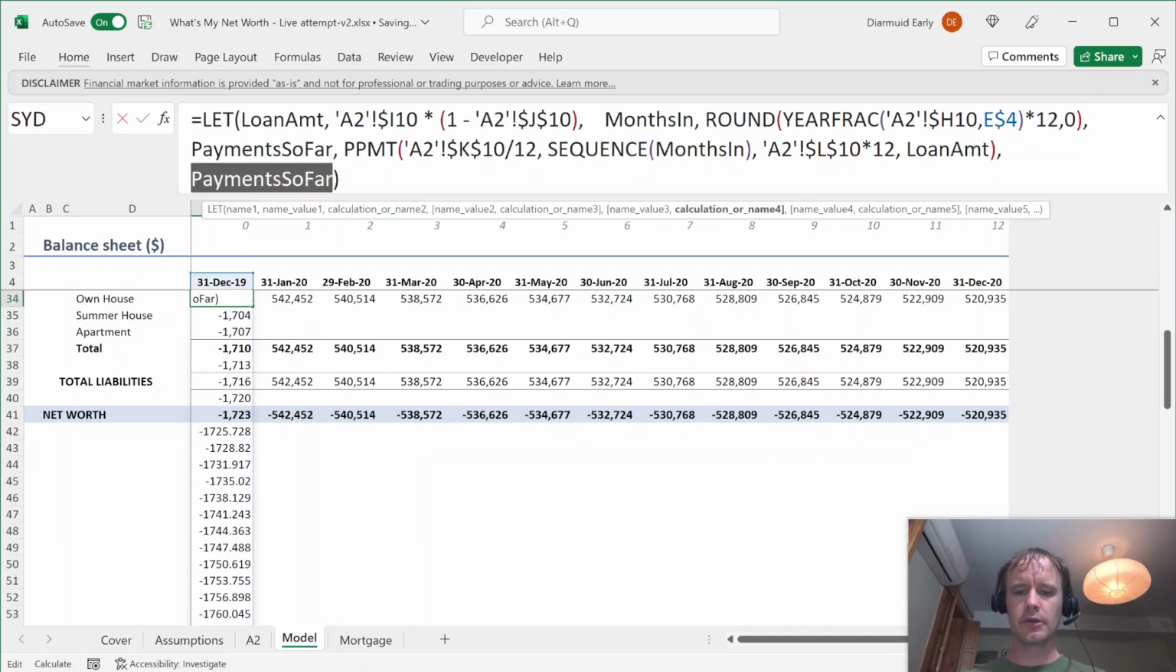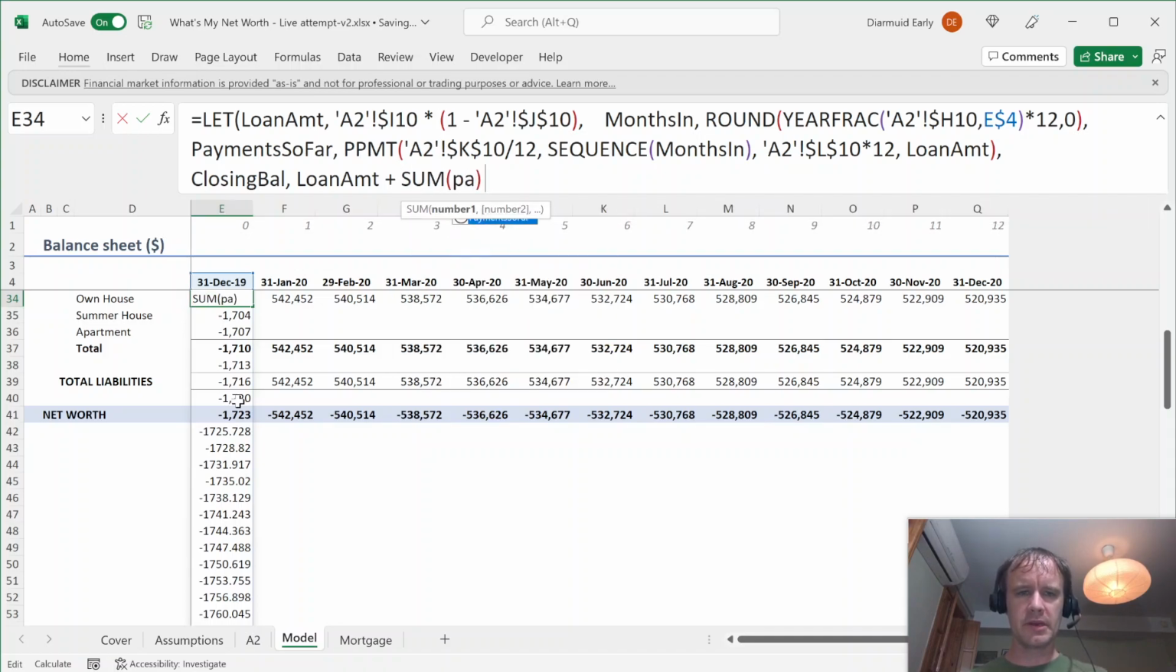So then my closing balance is going to be my loan amount, the original amount I borrowed, and note that these all have a negative sign, so I'm going to say plus this, oops, got that row reference there again, plus the sum of my payments so far.